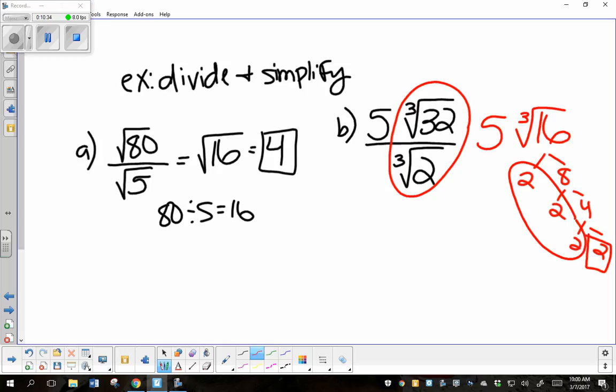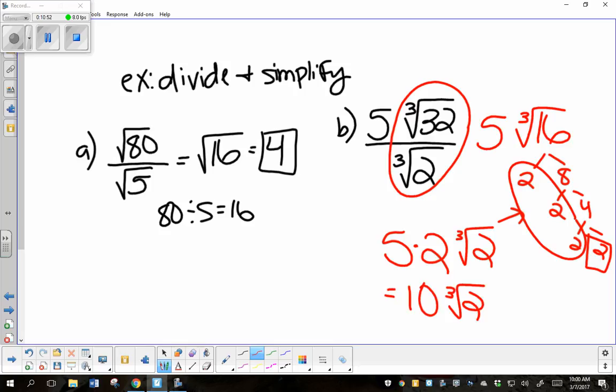So on the outside, we've got the 5 already, because the 5's already out there, times that representative that's showing up for this group of 3 2's. And then we have this 1 2 staying on the inside. So yeah, I want you to write 10, but I wanted to show you where I'm getting the 10 from.